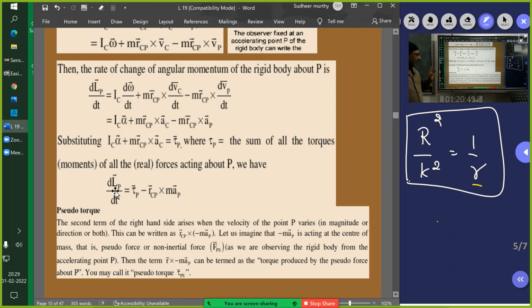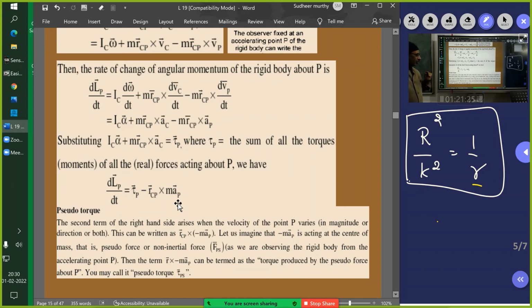Okay, so what this equation means is the dLP by dt is what? Torque at point P. This torque at point P is equal to the torque at point P due to all the forces acting on the body, minus, since that point itself is accelerating, the acceleration of the center of the mass of the body, and you have to cross it with RCP, cross this much.